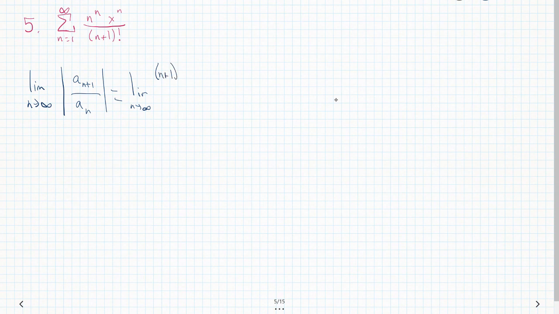But notice we have n plus 1, and then you're also going to have an n plus 1 up there. You have x to the n plus 1 all over n plus 1 plus 1 factorial. So a lot of stuff going on right there. And then we have n to the n. We have an x to the n. And we have an n plus 1 factorial.